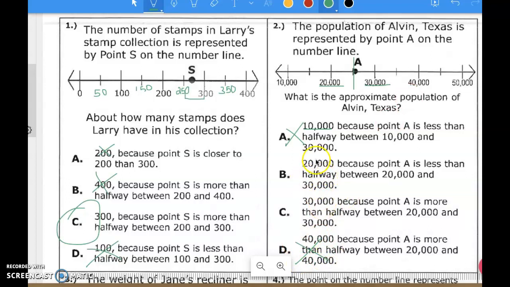I need to figure out if it's this one. I don't believe it's this one. But let's see. 20,000, because point A is less than halfway. Is it less than halfway? No, no. This is the distractor. 30,000, because point A is more than halfway. Yes, it's over this line. So this is the right answer.